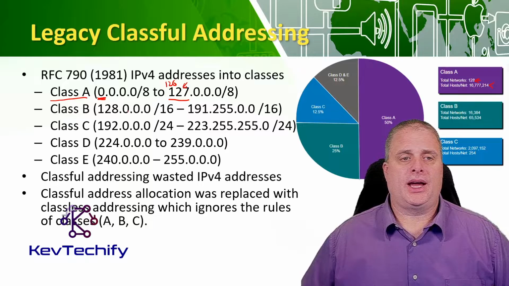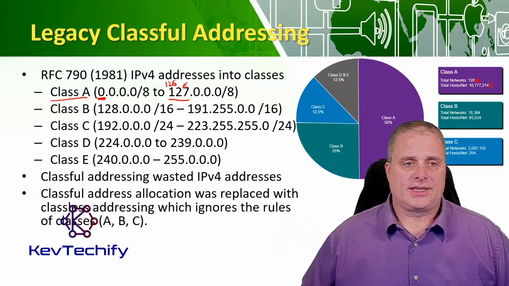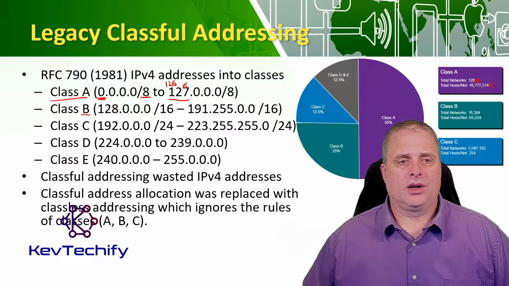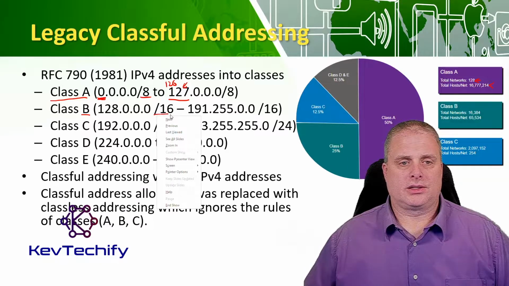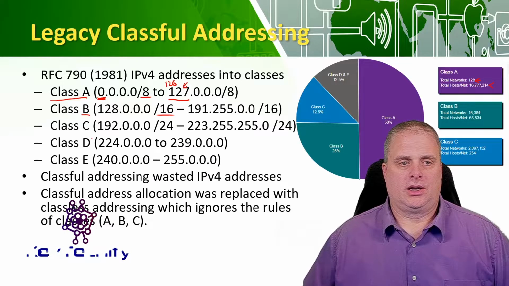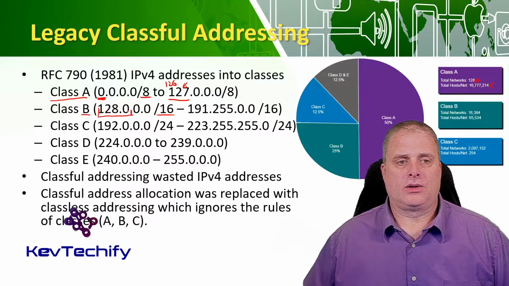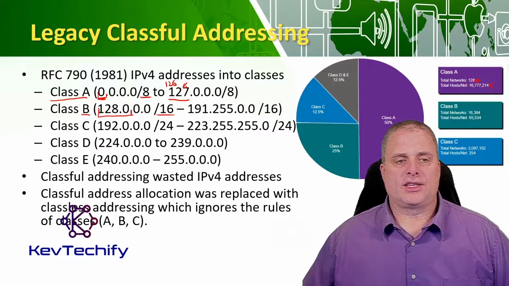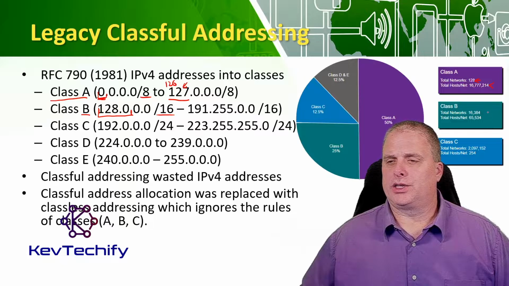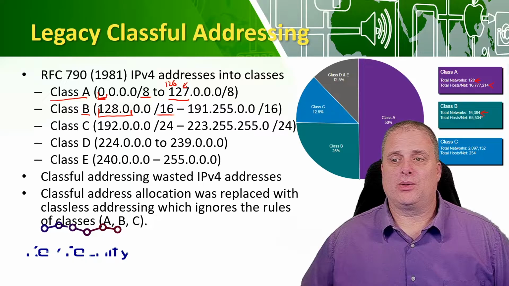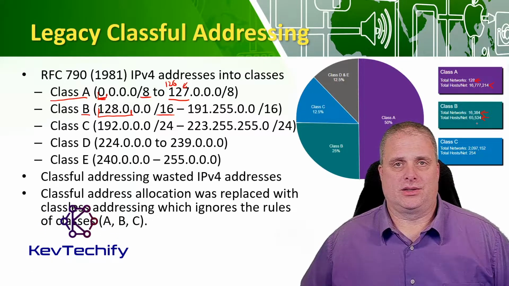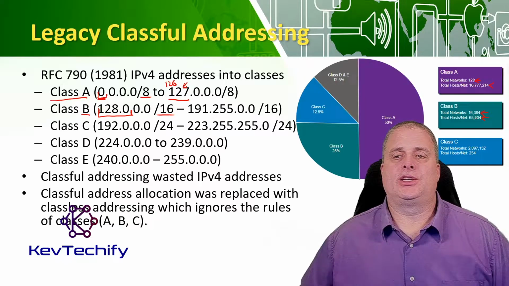Then we have a Class B address. If you notice, in Class A the subnet mask was a /8. For a Class B network, we are now at a /16 address. The first 2 octets are now the network portion. With a Class B address, if we come over to our little chart, there are 16,000 networks. Each one of those 16,000 networks has 65,000 devices or usable IP addresses in there.